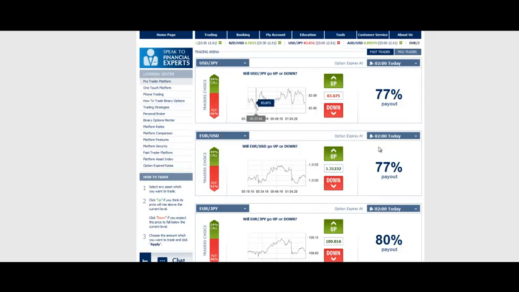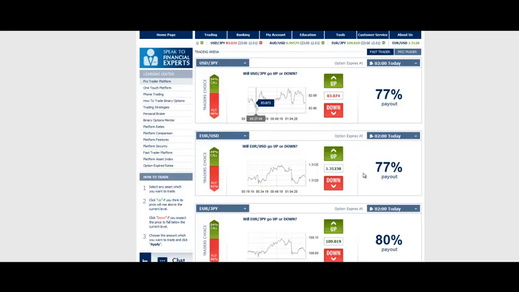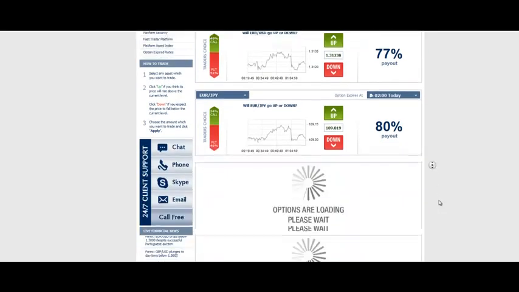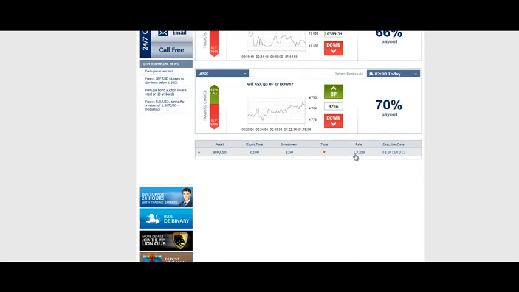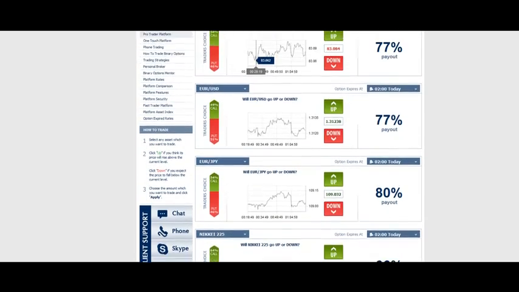So we've got it right here, and I will be doing a $250 put, which, as you can see, the trade has been placed, and it looks like I got in at 1.31239. So we will see what happens with this.